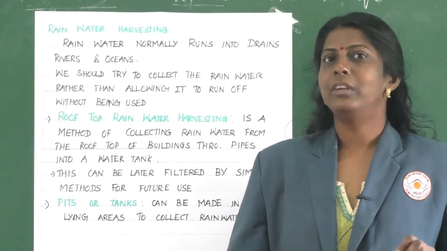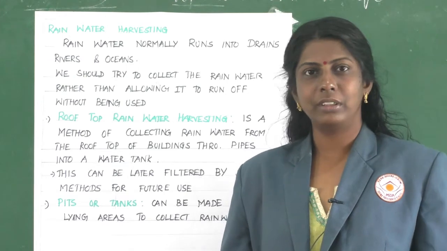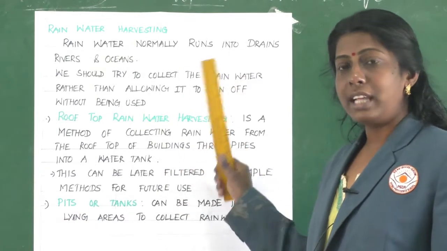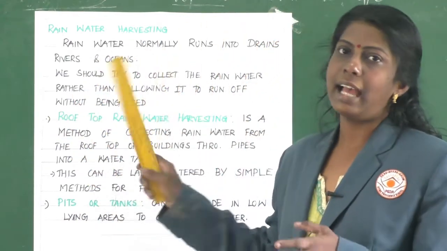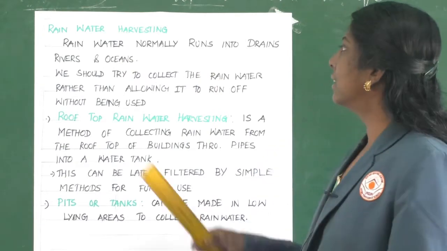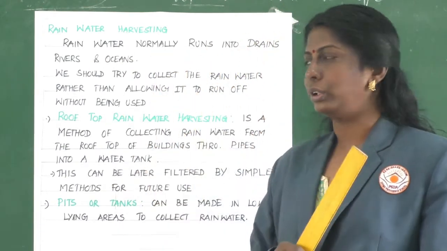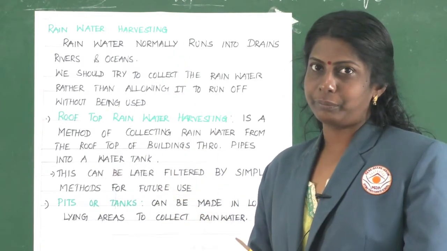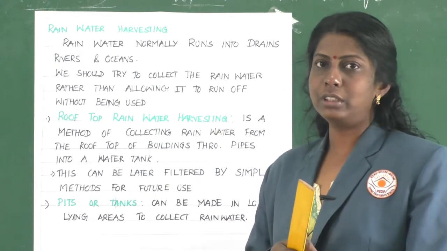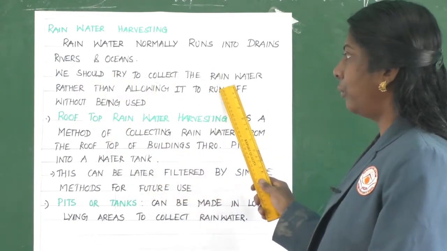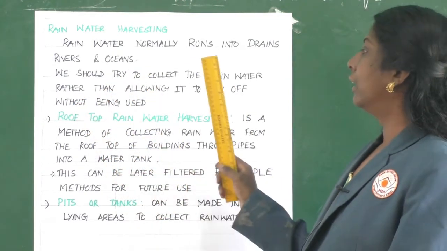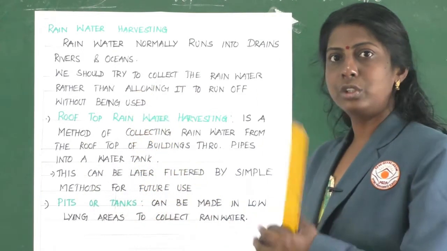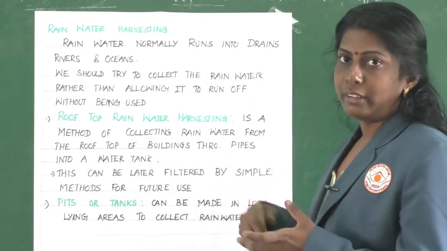Children, now let us learn about rainwater harvesting. Rainwater normally runs into drains, rivers and oceans. Is it not? Yes. Then we should try to collect the running water, so we can use it for our future use. We should try to collect the rainwater rather than allowing it to run off without being used. So we should try to store the water. So how to store the running water?